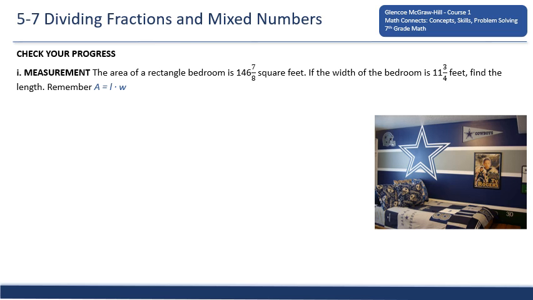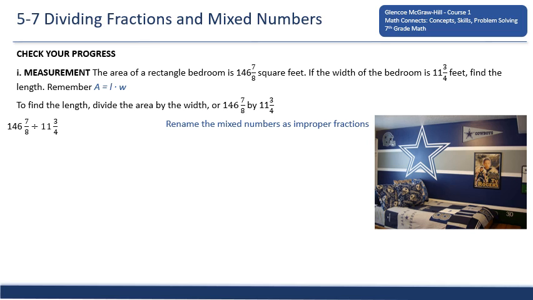Measurement. The area of a rectangular bedroom is 146 7/8 square feet. If the width of the bedroom is 11 3/4 feet, find the length. Remember that area equals length times width. So we can plug in what we know. We know the area and we know the width. So we can divide the area by the width to get the length.